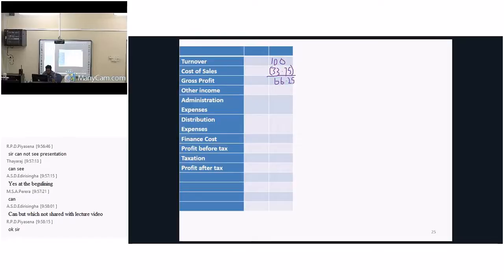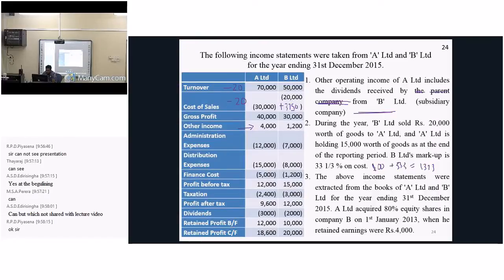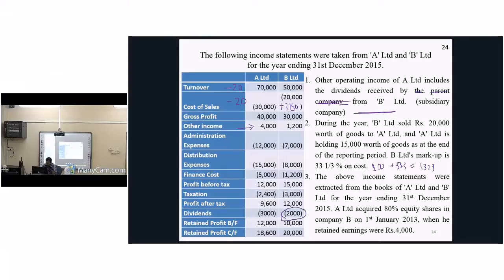What about other income? Other income of 4,000. Is there any adjustment related to this? The question says inside this there is a dividend of 2,000 paid by the subsidiary. Out of this 2,000, how much will be received by the parent? 2,000 into what is the acquisition percentage? 80%. It means 80%, 1,600 is included inside this 4,000.